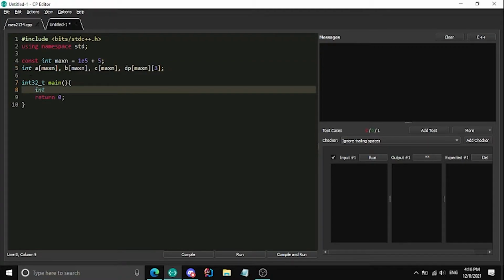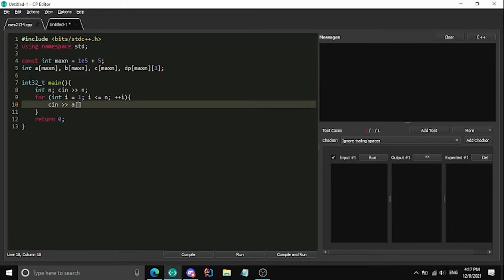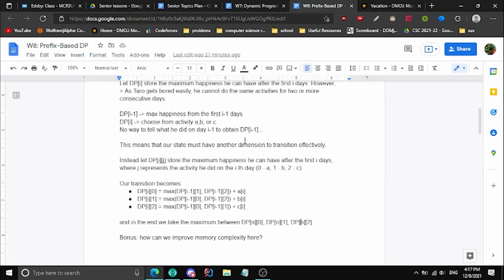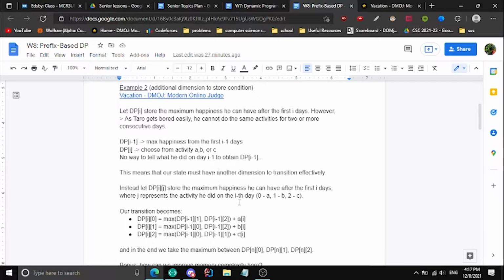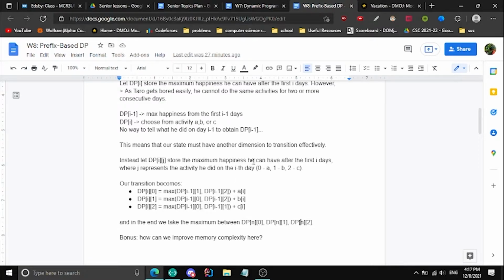Okay, and we'll just take in input of n, and then take in input of A, B, and C on each line. Okay, and one thing I didn't talk about here is the base case. So what would be the base case of my problem here if my state is dp at ij storing the maximum happiness he can have after the first I days, where j represents the activity he did on the ith day?